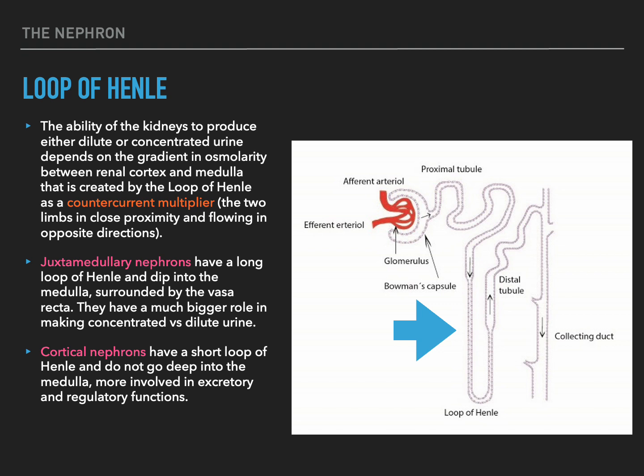The juxtamedullary nephrons have the long loop of Henle and dip into the medulla, which is surrounded by the vasa recta. They have a much bigger role in making concentrated versus dilute urine. In contrast, the cortical nephrons have a shorter loop of Henle and do not go deep into the medulla. And so they're not as much involved in water regulation. They're instead more involved in excretory and regulatory functions.